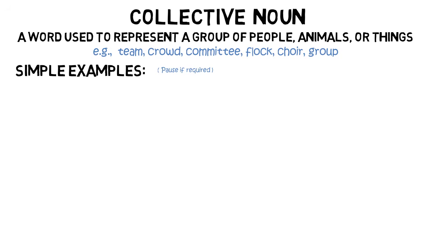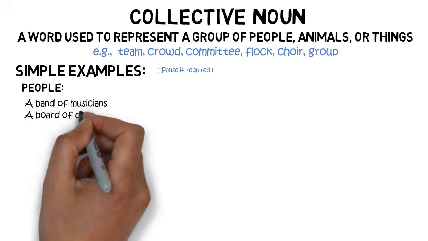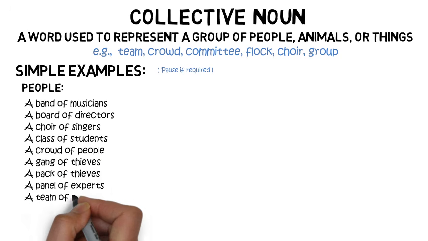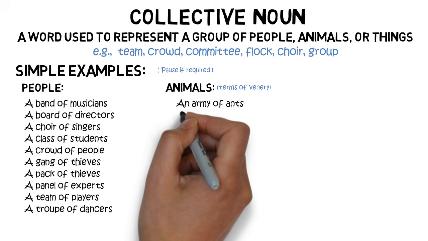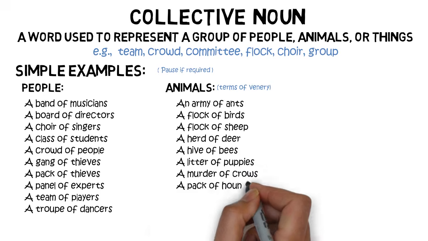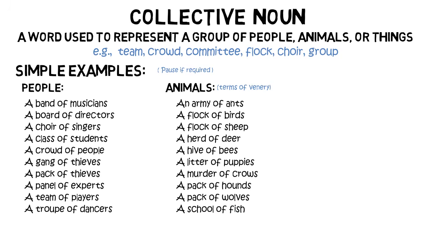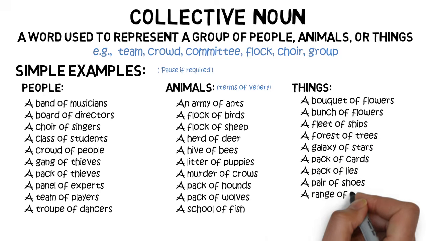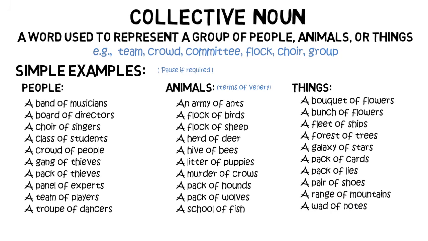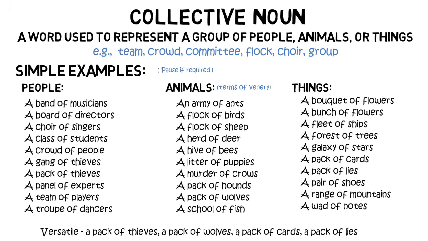So here's a list of examples, and just pause this if you want to. These are all the ones for people, like a band of musicians, a board of directors, etc. Here are some ones for animals. These are called terms of venery, by the way. So an army of ants, a flock of birds. And here are some for things. A bouquet of flowers, a bunch of flowers, a fleet of ships.